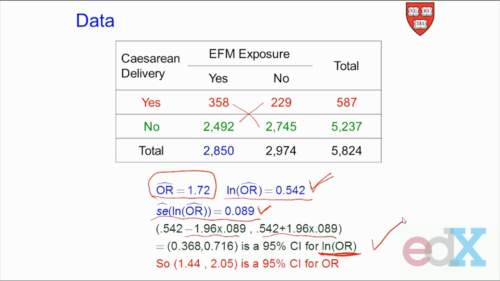But I'm not interested in the log of the odds ratio. I'm interested in the odds ratio. Well, then take the exponential. Take e to the 0.368, and you'll get 1.44. Take e to the 0.716 and you'll get 2.05. So there we have the results. Our best estimate of the odds ratio is 1.72, and the 95% confidence interval is 1.44 to 2.05. And this sits well with our previous hypothesis test because this confidence interval does not include the value 1. Our null hypothesis is that the odds ratio is 1. So there we have it.